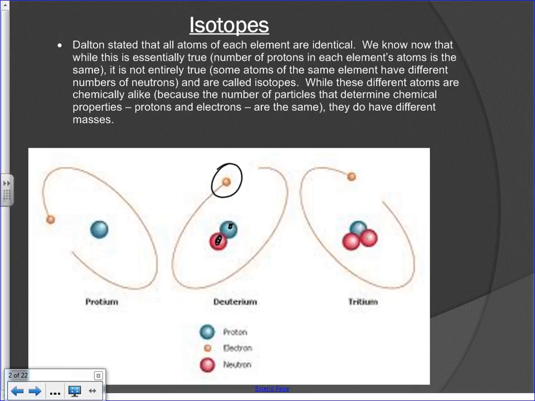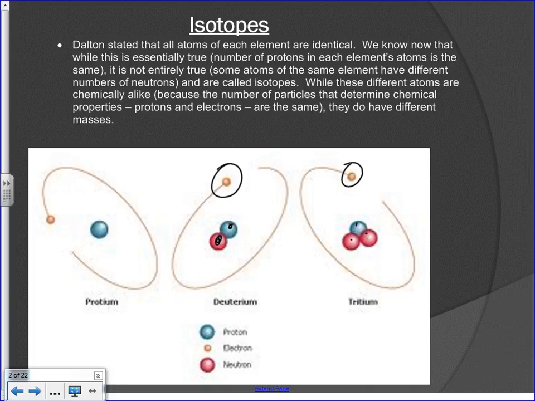And then there's tritium, which is extraordinarily rare. It has 2 neutrons, 1 proton, and still 1 electron. Because the neutrons are neutral, it doesn't really matter how many of them there are. They don't affect the charges or anything like that. They just make the atom heavier. So we call those different forms isotopes.